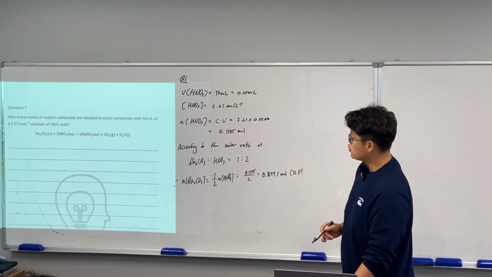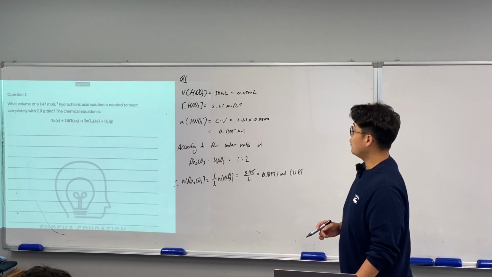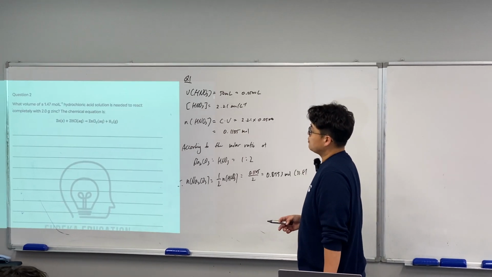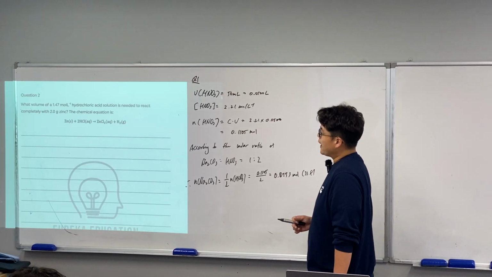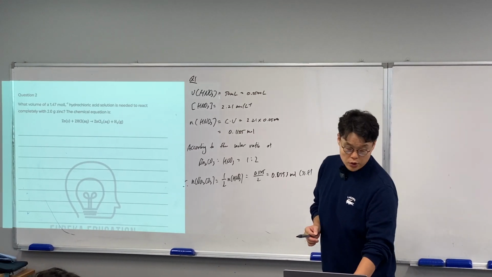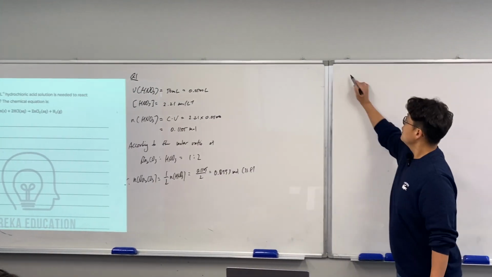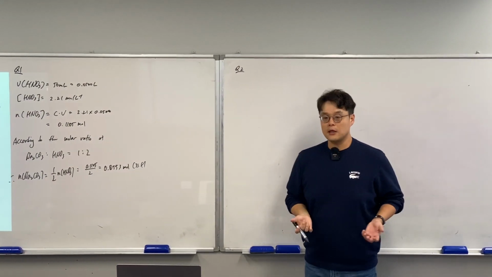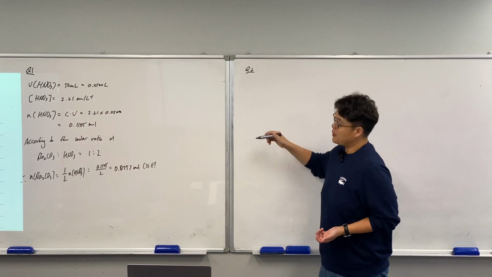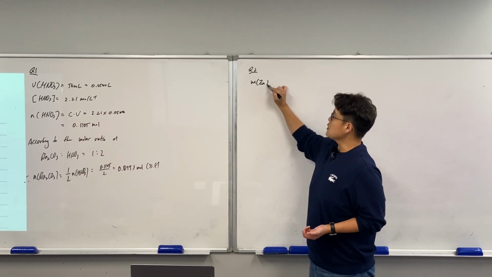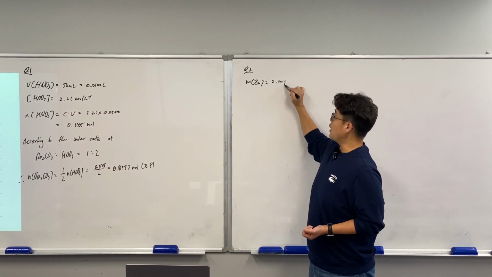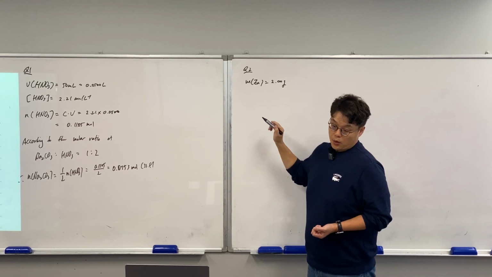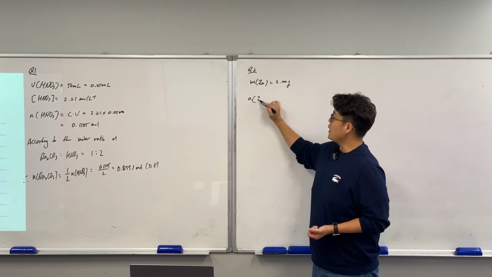Good. Question 2. What volume of the 1.47 mol/L hydrochloric acid solution is needed to react completely with 2 grams of zinc? Again, no limiting reagents. It's an excess, simple stoichiometry. As I said, it's a good warming up. The mass of the zinc is given as 2.0 gram. Okay, so what we do from here is we can find n of the zinc.